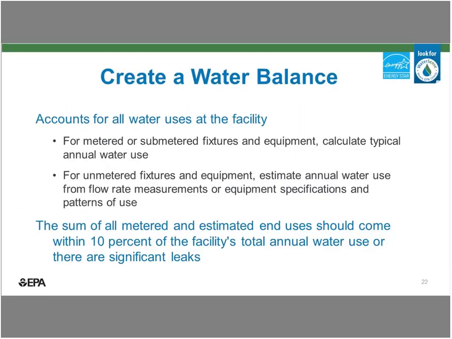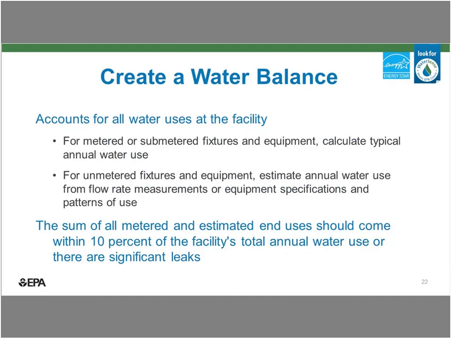And then once you have that, you want to create a water balance, which is where you look at all of the water use in your facility at the same time and try to calculate a typical annual water usage, especially to see what you expect based on the equipment and the fixtures that you have. So to do this, you take the information that you collected when you were looking at your meters and your fixtures and add that in with the unmetered sources so that you can see what you should expect.